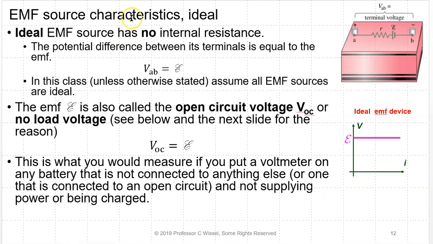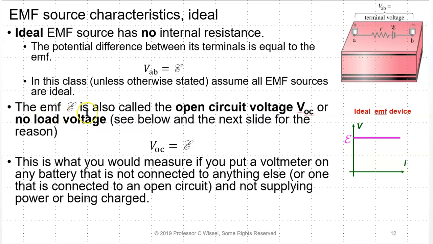Now, an ideal EMF source has no internal resistance. In reality, those don't really exist. The potential difference between its terminals is equal to the EMF because the internal resistance is 0, in which case VAB equals the EMF. In this class, unless otherwise stated, assume all EMF sources are ideal.